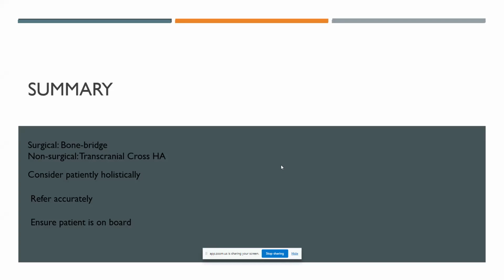So it's very important to consider your patients holistically. Look beyond the hearing loss, basically. Is this something that is going to make a difference for them, or is it just something that is going to be a burden in their lives? And very importantly, refer accurately and with as much information as possible. Ensure that the patient actually wants this and is aware of what you are referring them for.